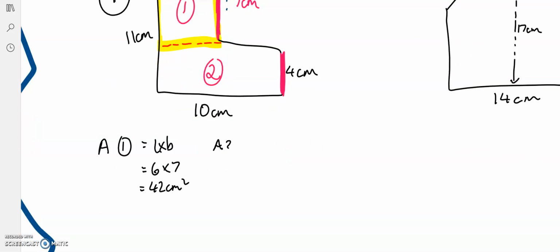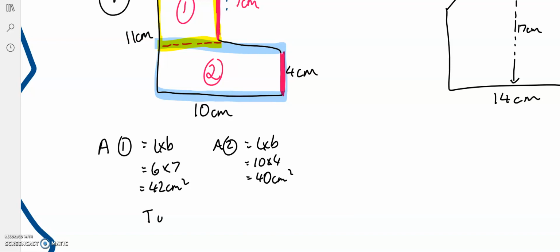If we have a look at area 2, we're going to colour it in again. We need to know the length and the breadth, and here it's okay. We know both of those. It's 10 and 4. 10 times 4 is 40. So all we need to do is get our total area, and we're going to add them. 42 plus 40 is 82 centimetres squared.